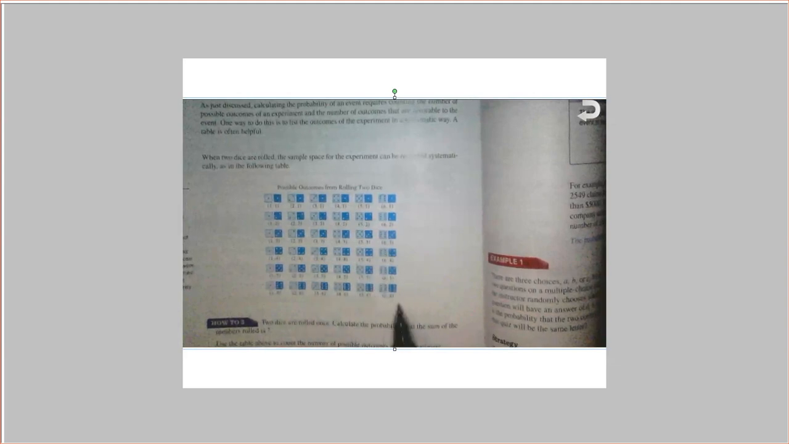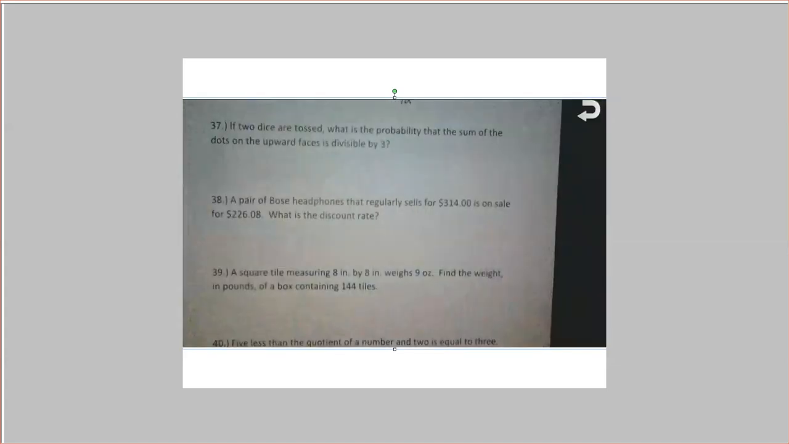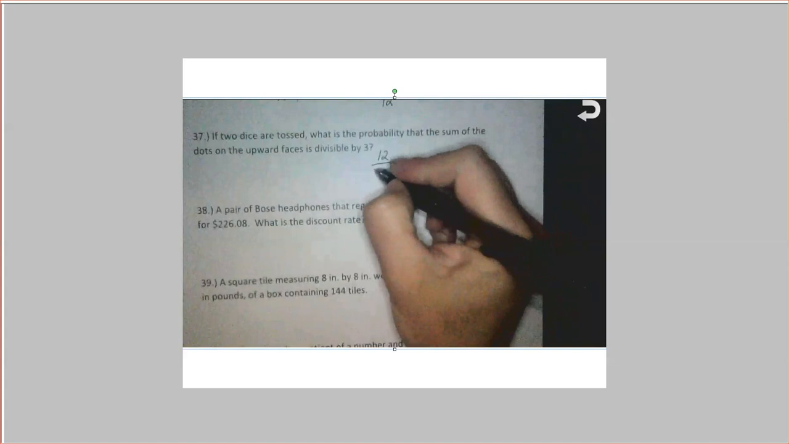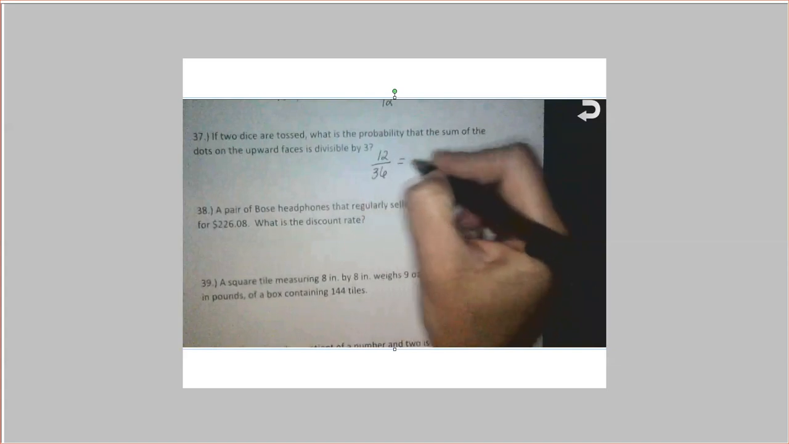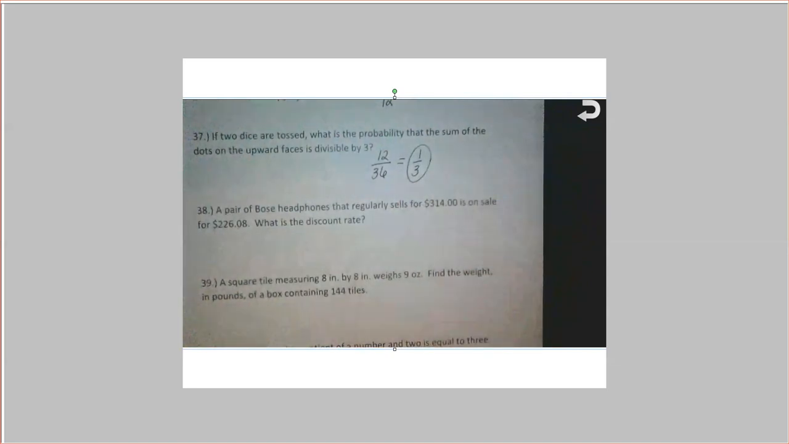Or a sum of 12, double sixes right here. So I'm going to count all of those sums that are divisible by 3. That would include all the sums of 3, 6, 9, and 12. And when I count those up, I see that there are actually 12 out of a total of 36 possibilities, and that will reduce down to 1/3. So you have a 1 in 3 chance of finding the sum of dots on the upward faces that's divisible by 3.